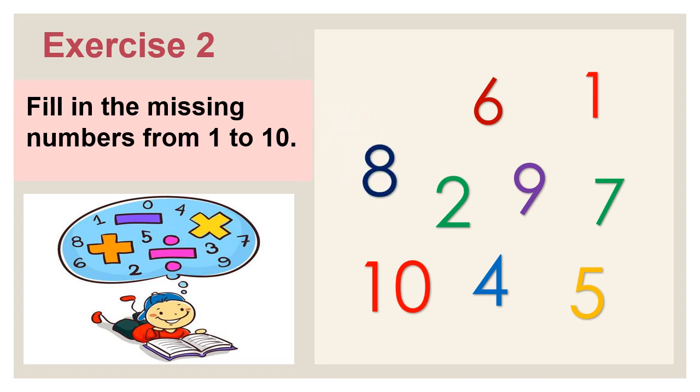Right, number 8 is missing. And the last number that is missing. What number is that? Okay, good job. That's number 3. So, now it's all complete. Numbers from 1 to 10. We got it in our exercise number 2. So, let's go on to exercise number 3.